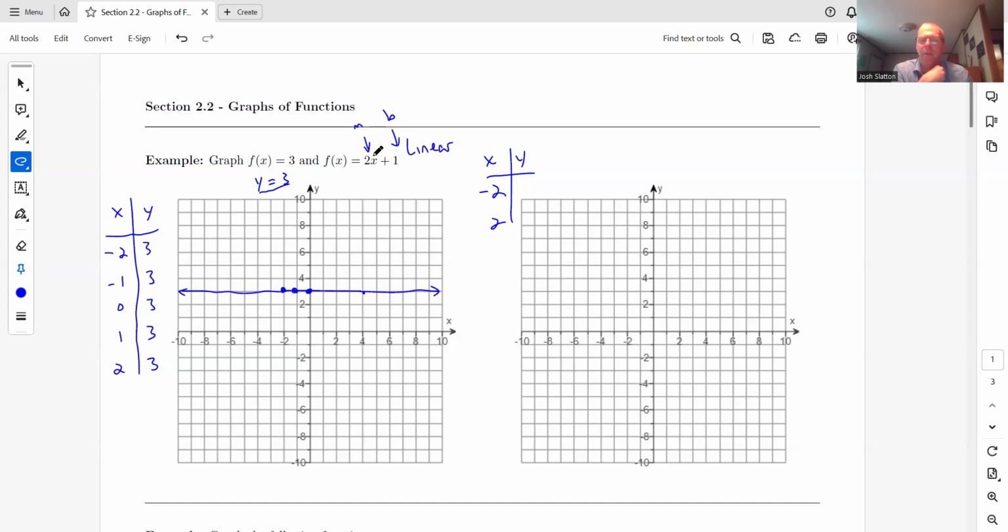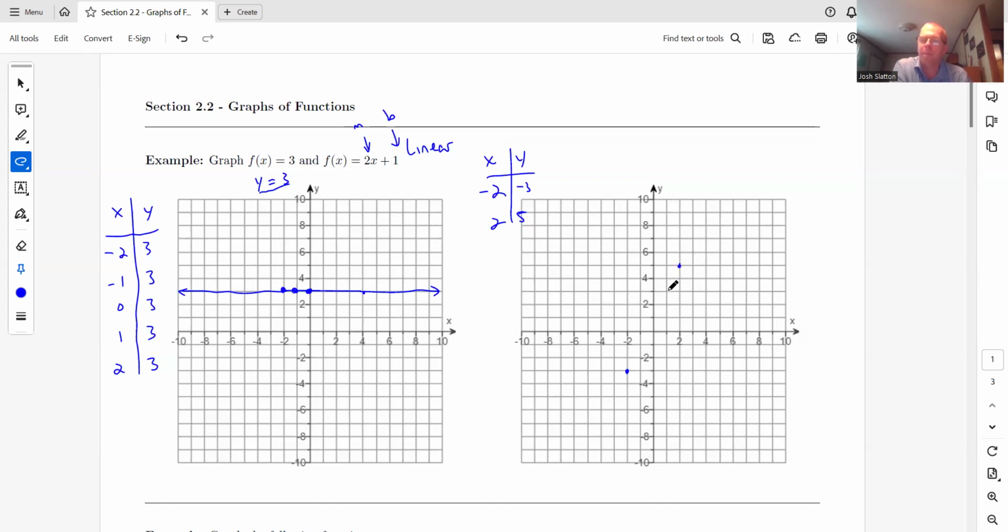So -2 times -2, that's -4, plus 1, that'd be -3. And then plug in 2 for x. 2 times 2 is 4. 4 plus 1 would be 5. So we have -2, -3, and we have 2, 5. And then we can connect those, and there is our line.